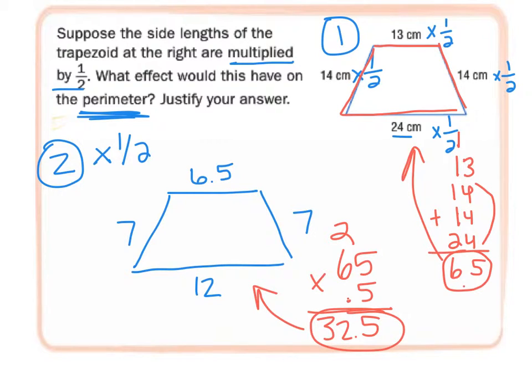And that makes sense because look at all of my dimensions. They got smaller. Remember, if you multiply by half, it's the same thing as dividing by 2. So everything got smaller, so obviously my perimeter has to get smaller.